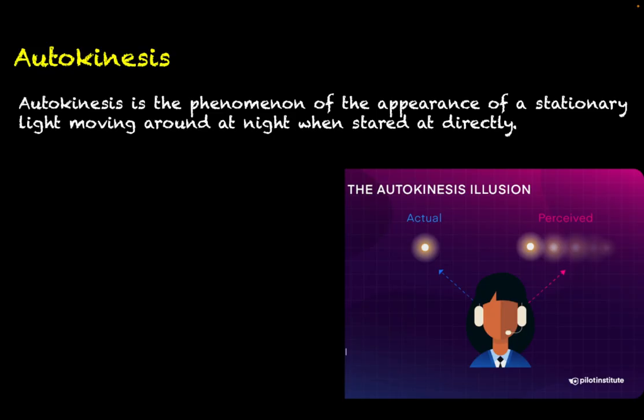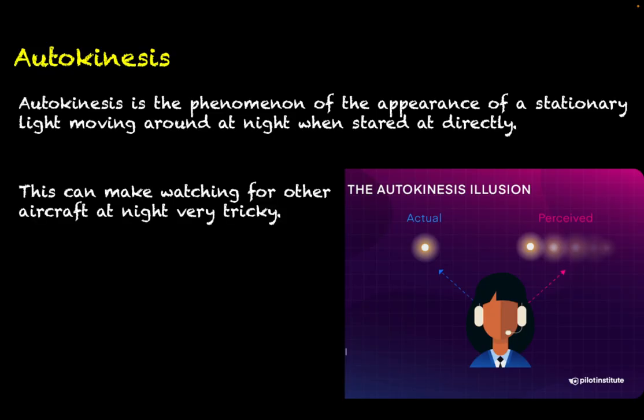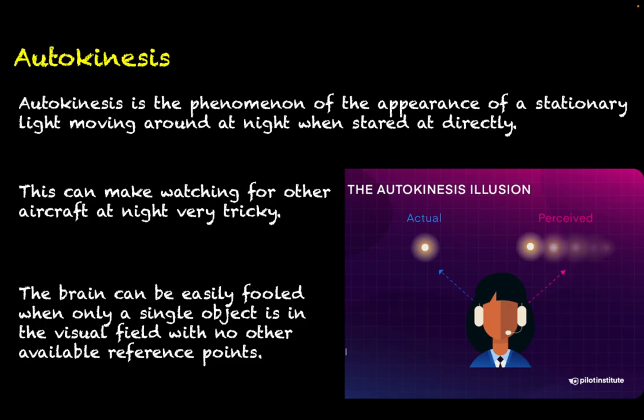And basically, because the brain is having to fill in information about that object that you would otherwise be getting with your cones, the brain can easily be fooled into thinking that that object is moving around when it is not actually moving around at all.